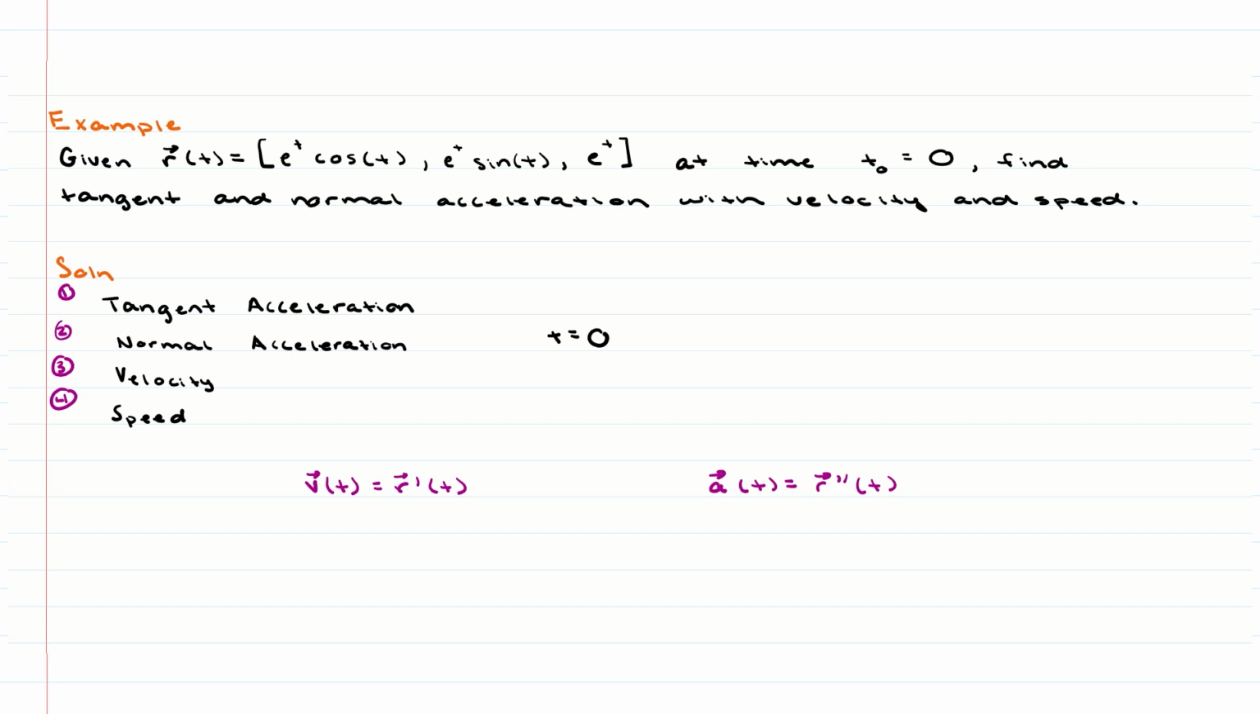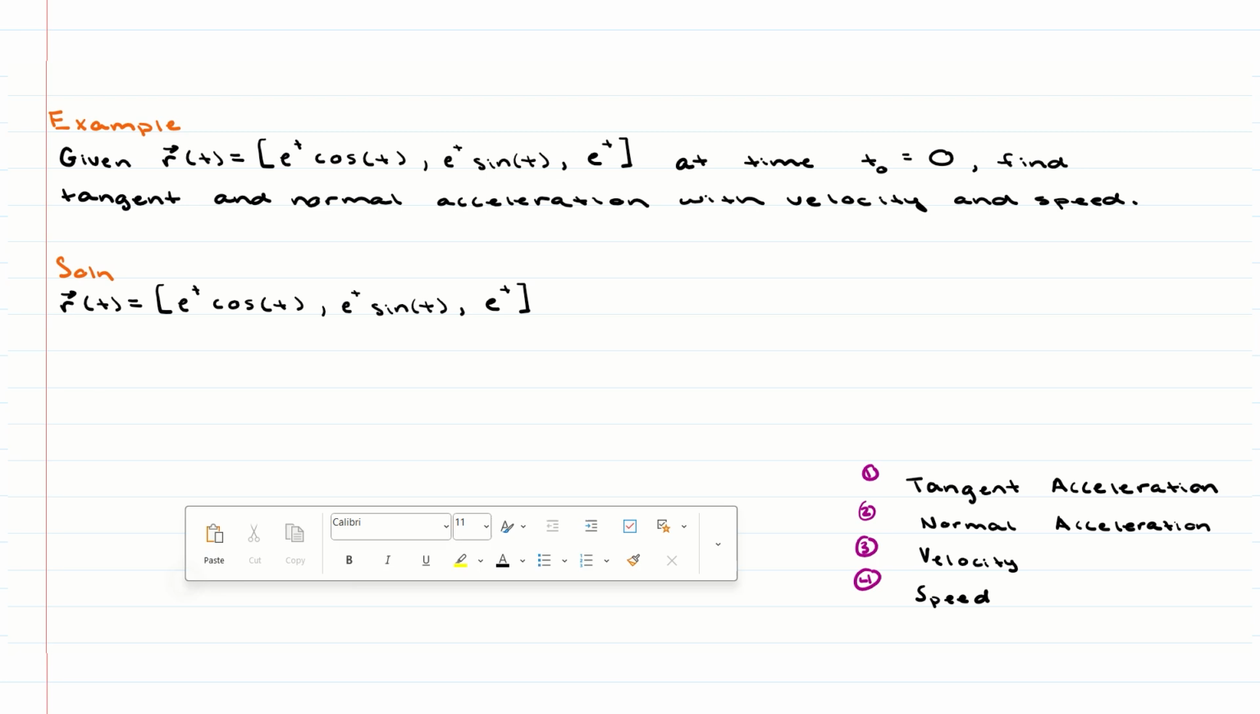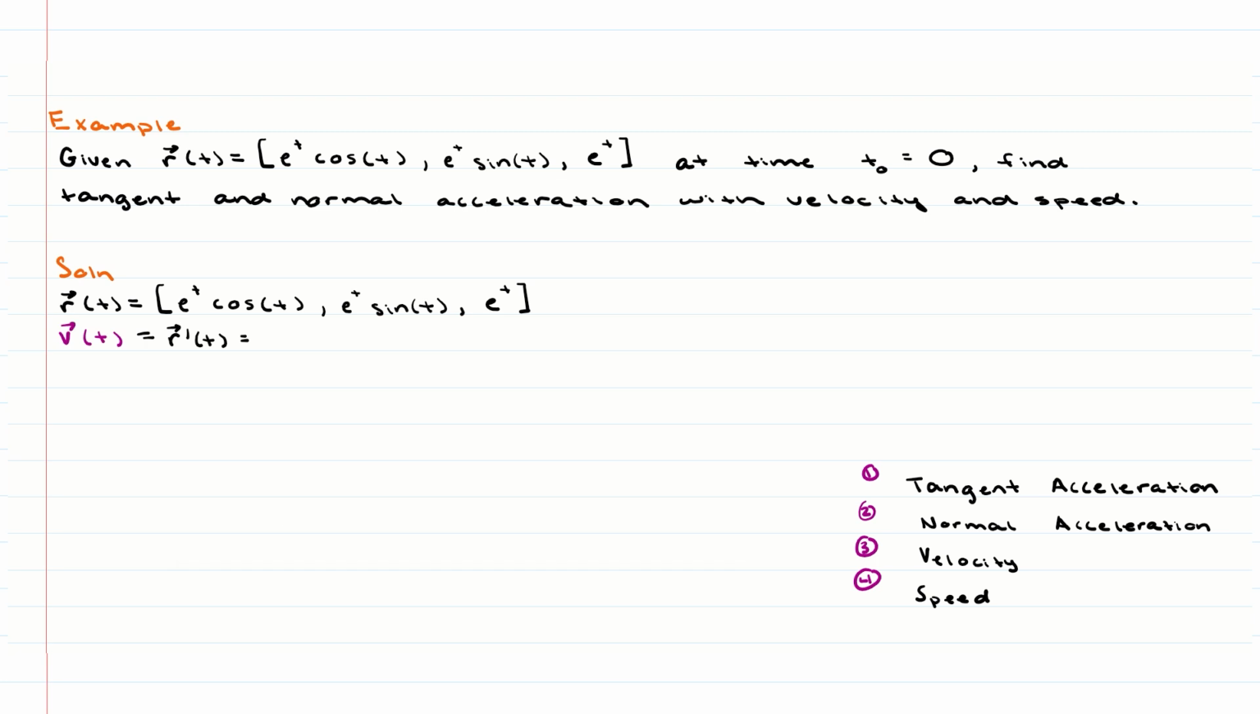Alright, so let's start off with velocity and acceleration. So we'll start with the position vector, and as we stated earlier, the velocity is the first derivative of the position vector. This means that velocity equals the derivative of e raised to t cosine of t. This is e raised to t times cosine of t minus e raised to t times sine of t.